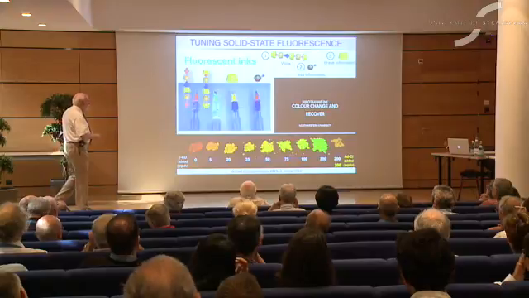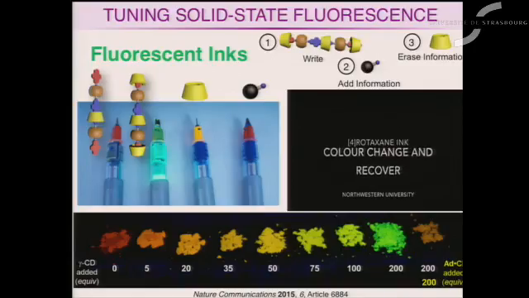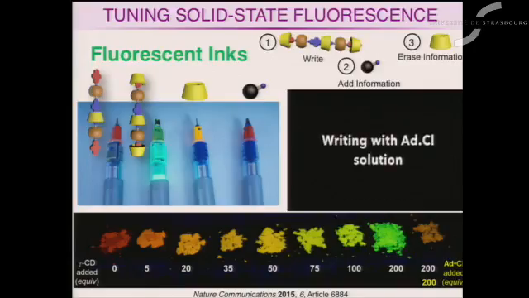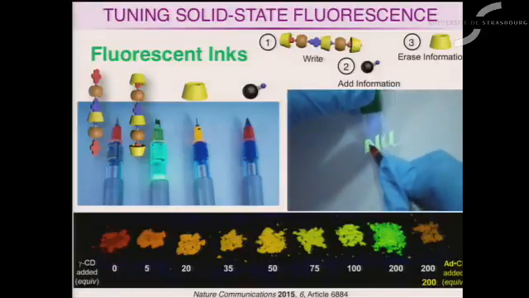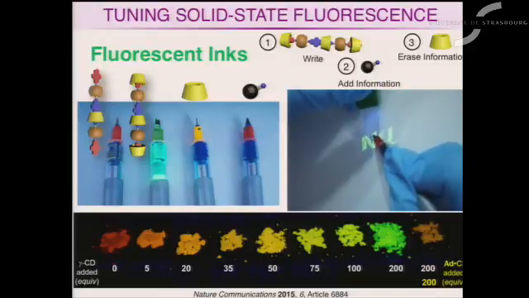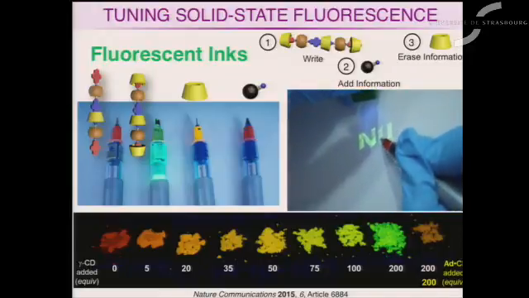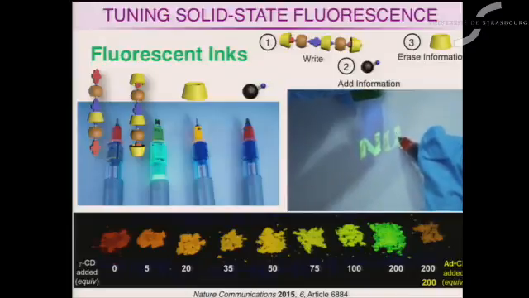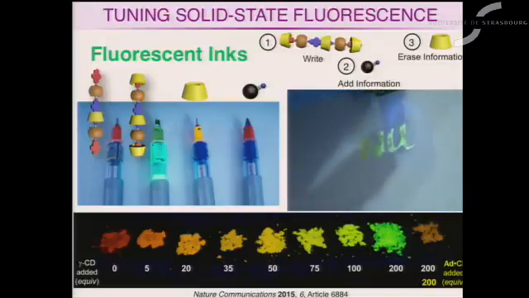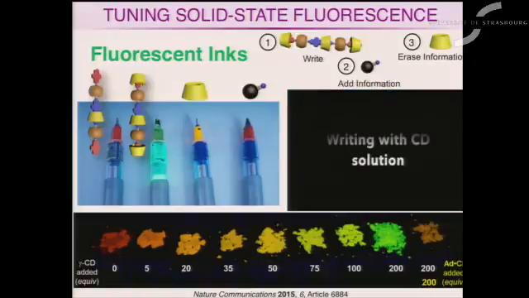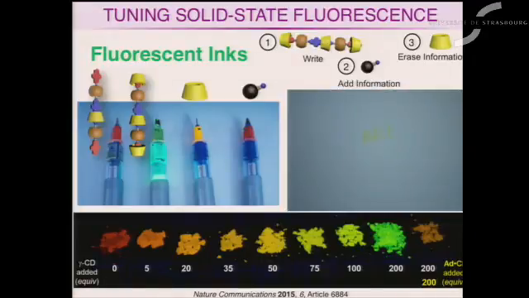So the movie here is going to start with us writing with this capped unit, this one here. So this is pen 2, and you see NU, Northwestern University. And what's happening now, it's being written with the capping agent here, and this is giving us a kind of darker orange color for the adenine. And then what you're going to see next is the use of the pen that just has the cyclodextrin.